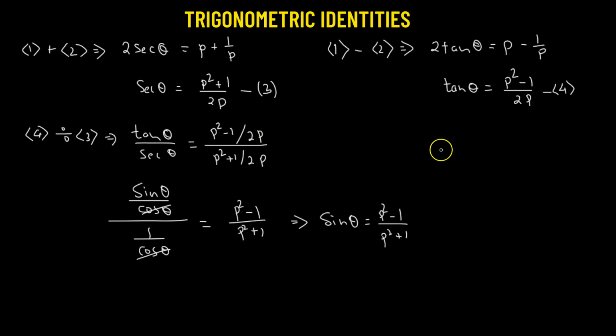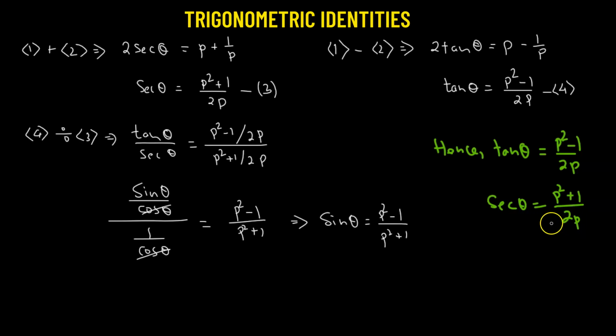So hence we have found the values of all three trigonometric functions. Tangent of theta is p squared minus 1 over 2p. Secant of theta comes out to be p squared plus 1 divided by 2p. And finally, sine theta equals p squared minus 1 over p squared plus 1.